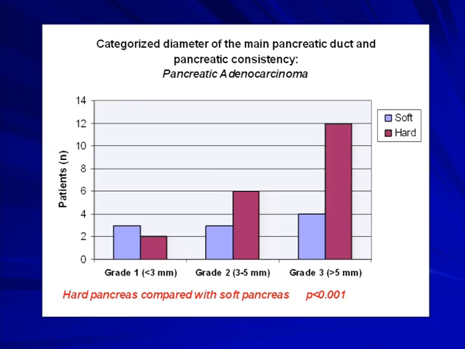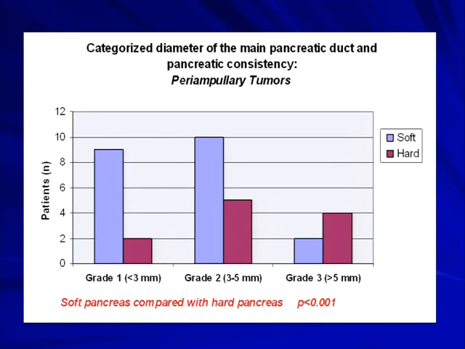When we categorize the diameter of the main pancreatic duct and pancreatic consistency in the group of patients with pancreatic adenocarcinoma, hard pancreas was more frequently associated with a Wirsung duct with a diameter between 3 and 5 millimeters. However, soft pancreas was more frequently associated with a Wirsung duct less than 5 millimeters.